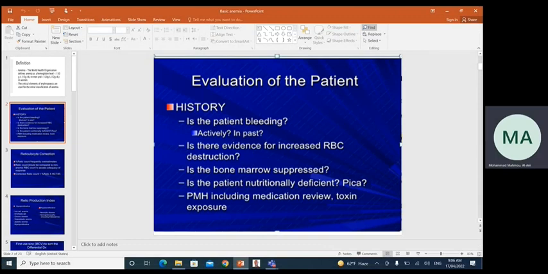Wa alaikum assalam wa rahmatullah wa barakatuh. أهلا وسهلا.